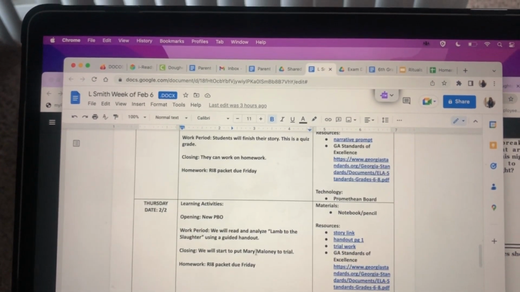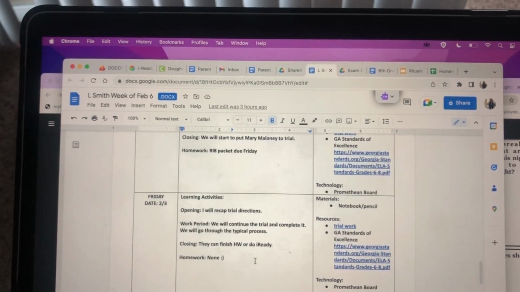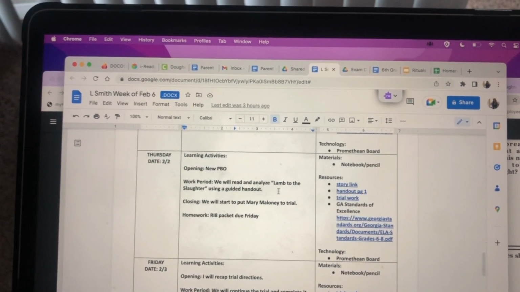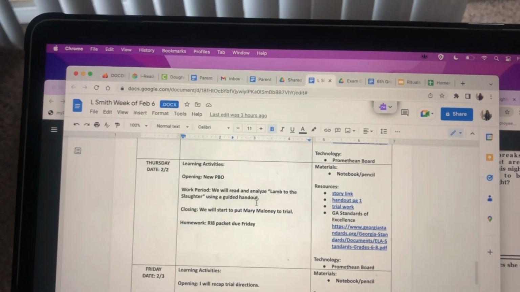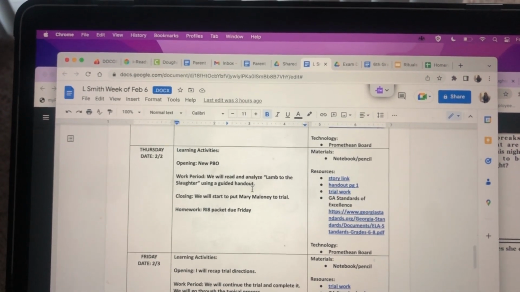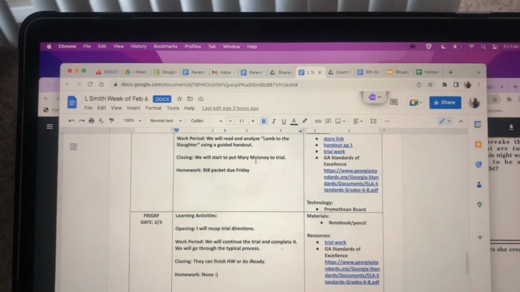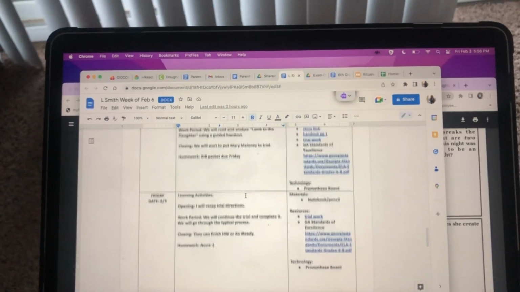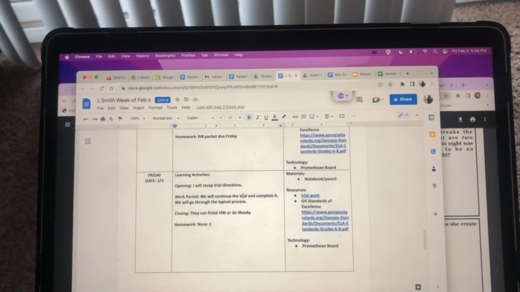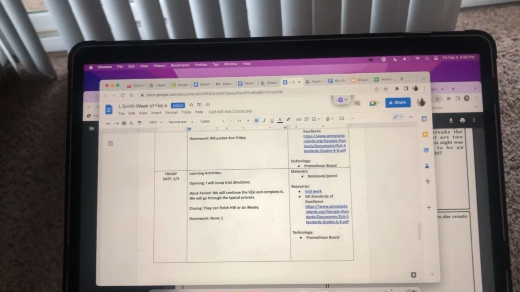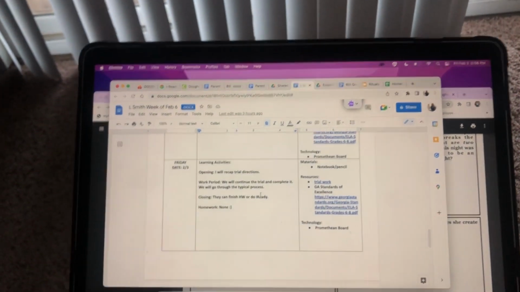And then Thursday and Friday, I'm not quite done, but we're going to read a story and do a couple comprehension questions. And then there is a mock trial I created to go with this story. So we will put the main character to trial. A lot of story and narrative going on. We did argumentative for like 2 months, so I'm excited to move on.